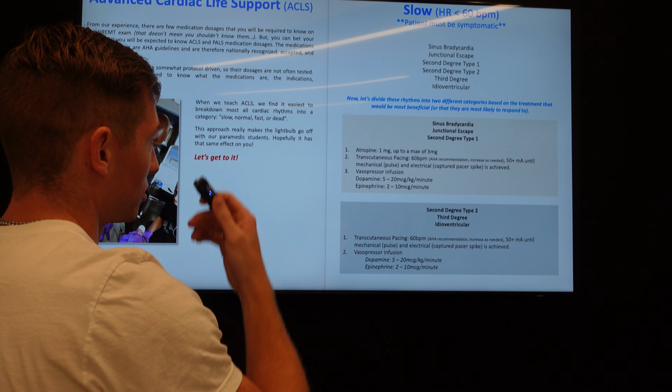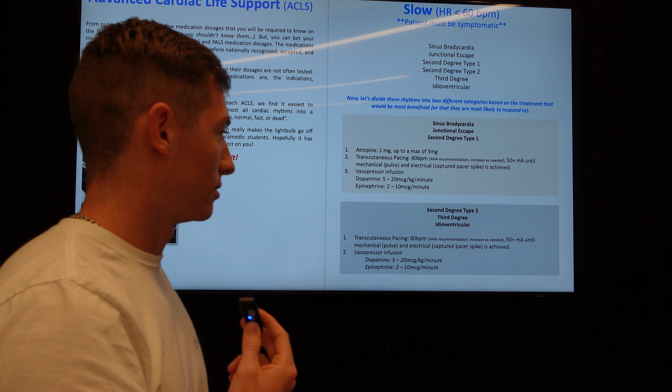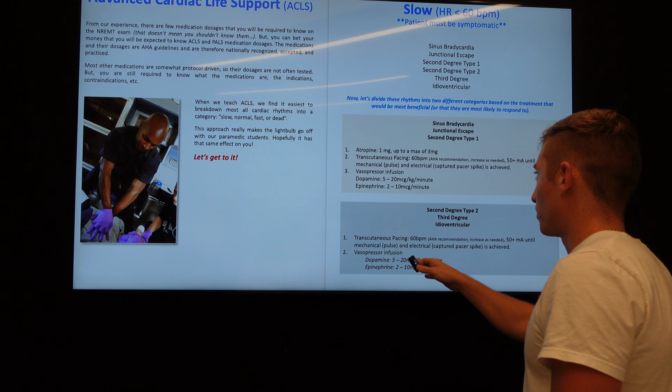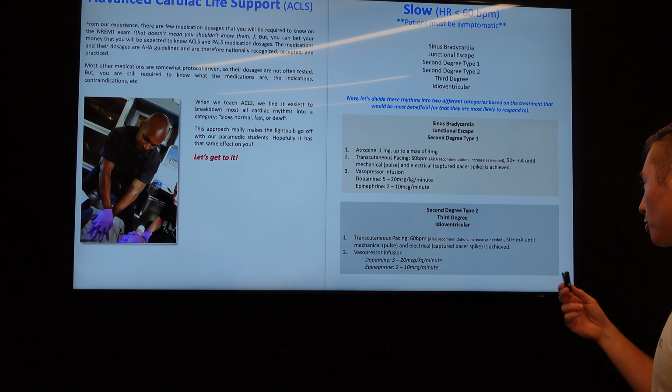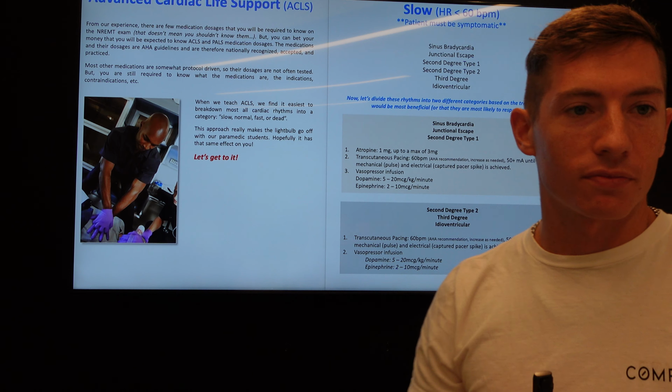Second degree type 2, third degree, and idioventricular. These are more dangerous rhythms that could take someone out. So transcutaneous pacing, we're going to skip the atropine. We're just going to jump to transcutaneous and then do vasopressor infusion.